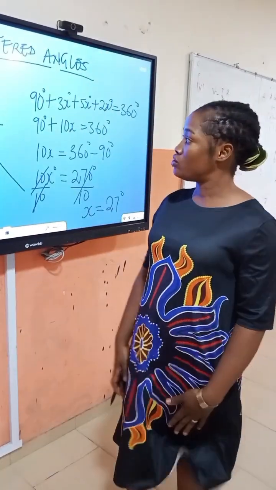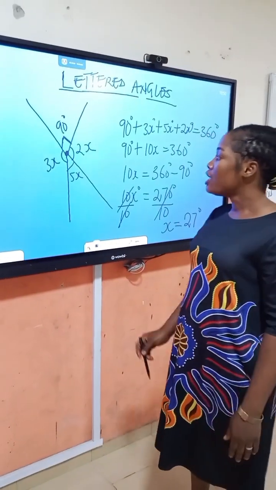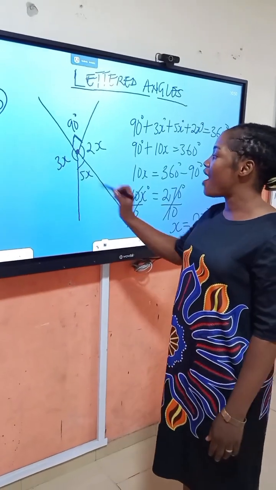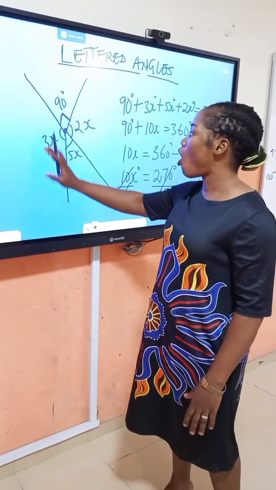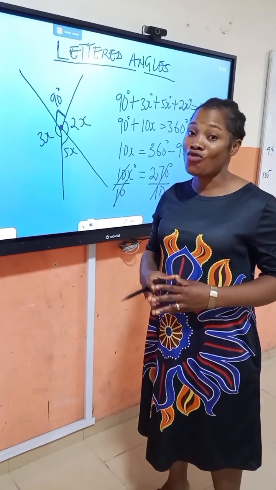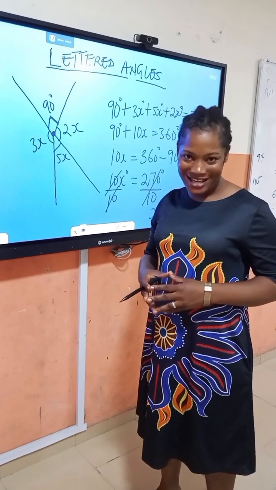So all I need to do to check if what I have done is correct is to fix 27 right here: 3 times 27, 5 times 27, 2 times 27, and add all of it together and see if I can get 360 degrees. And then that is what it is.